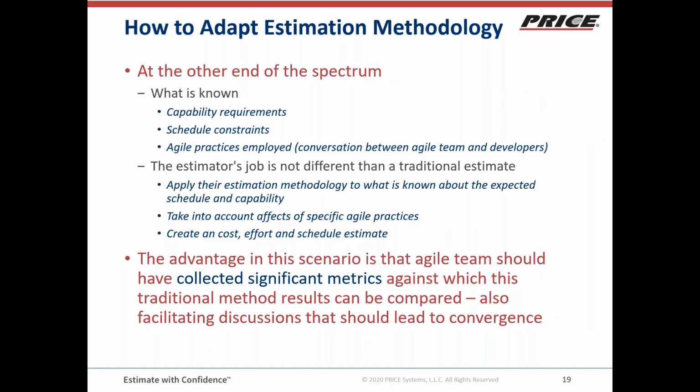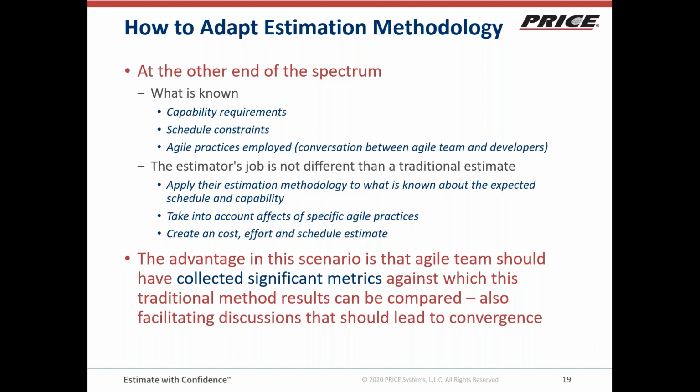And then there's the other end of the spectrum. So we know what the capability requirements are, we know what the schedule constraints are, and we know what agile practices are going to be employed. Once again, because there's been a conversation. So the estimator's job in this case is not really different from a traditional estimate. They want to apply their estimation methodology to what they know, take into effect the effects of specific agile practices, and create a cost and effort schedule estimate with uncertainty around the uncertain factors.